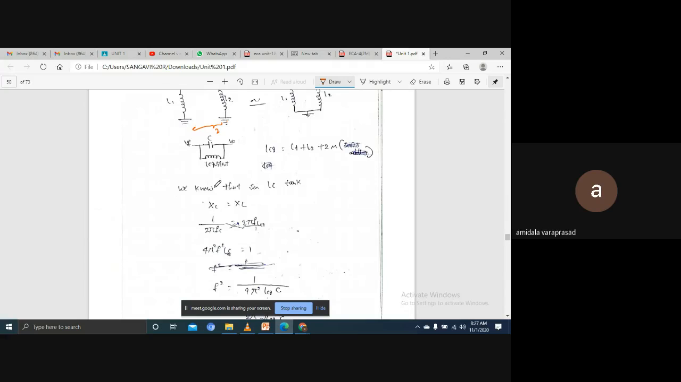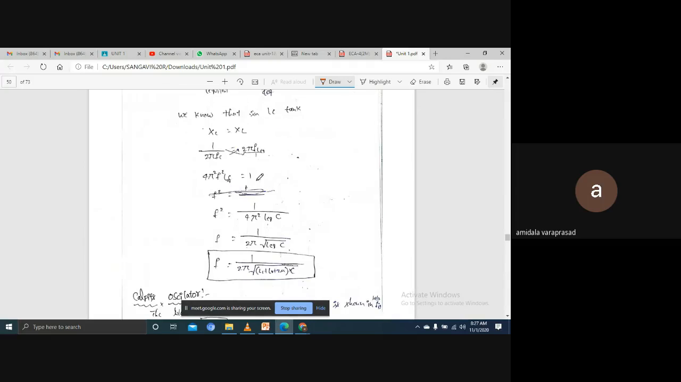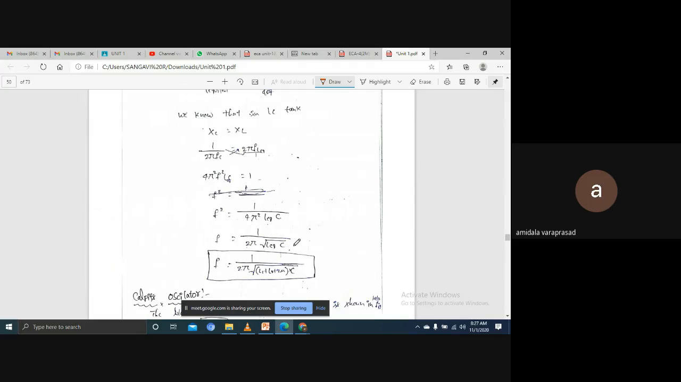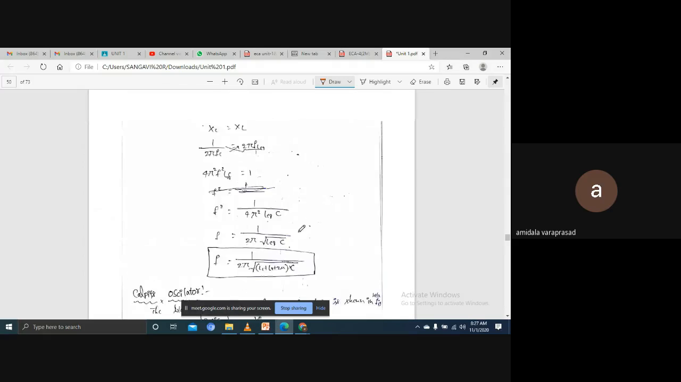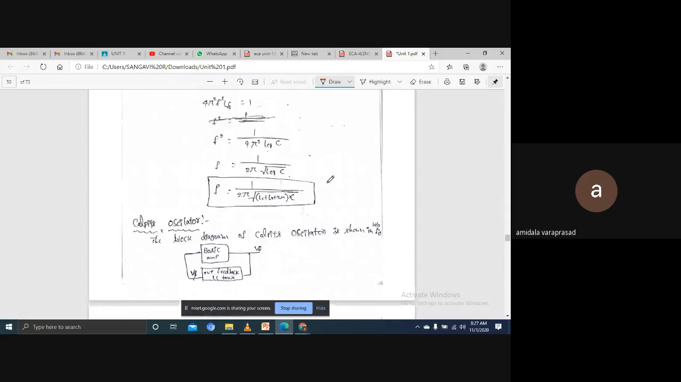We know that it is like a tank circuit, with inductance and capacitance, where XC is equal to XL. Then I am going to get F is equal to 1 by 2 pi into root of L equivalent into C. What is meant by L equivalent? Now I said that both are in series, so L1 plus L2 plus 2M. This is about the Hartley oscillator.